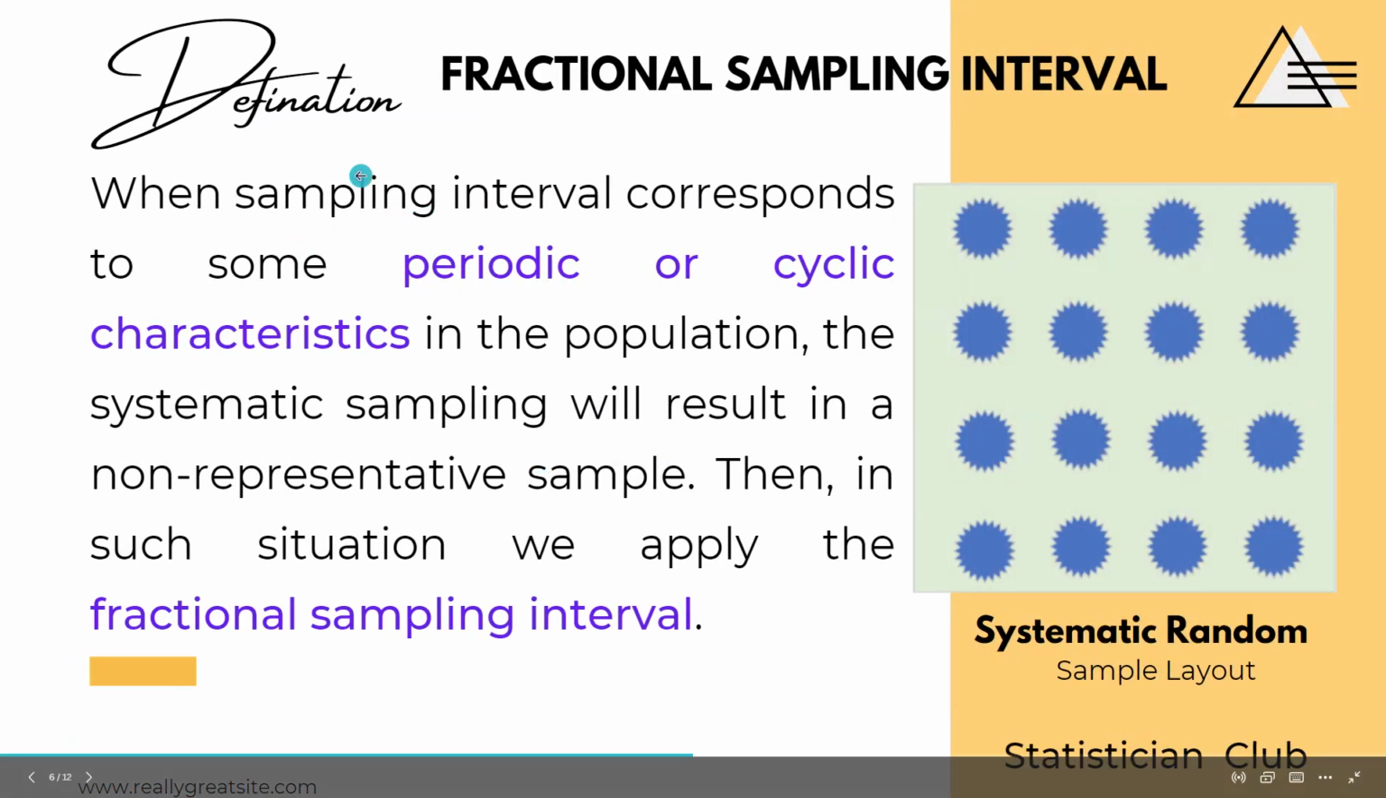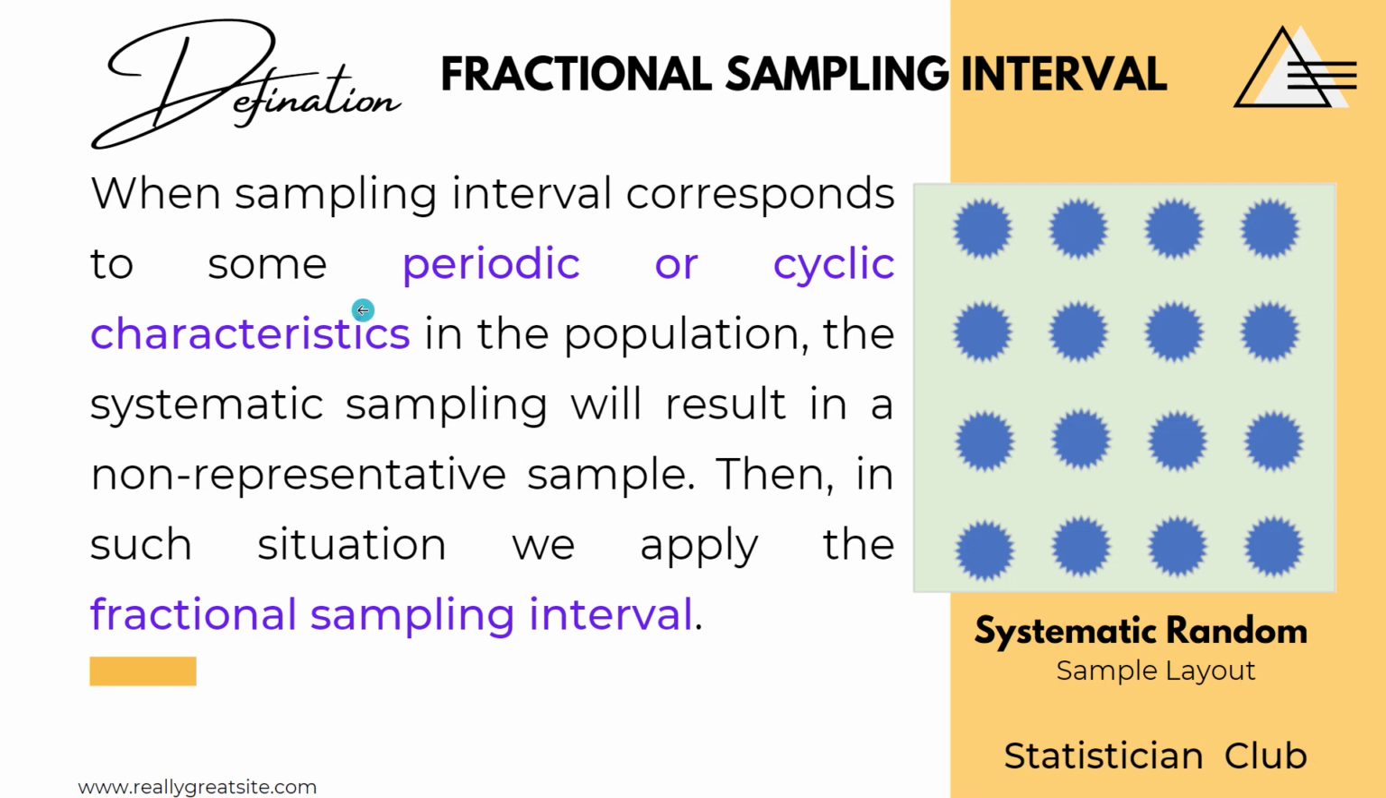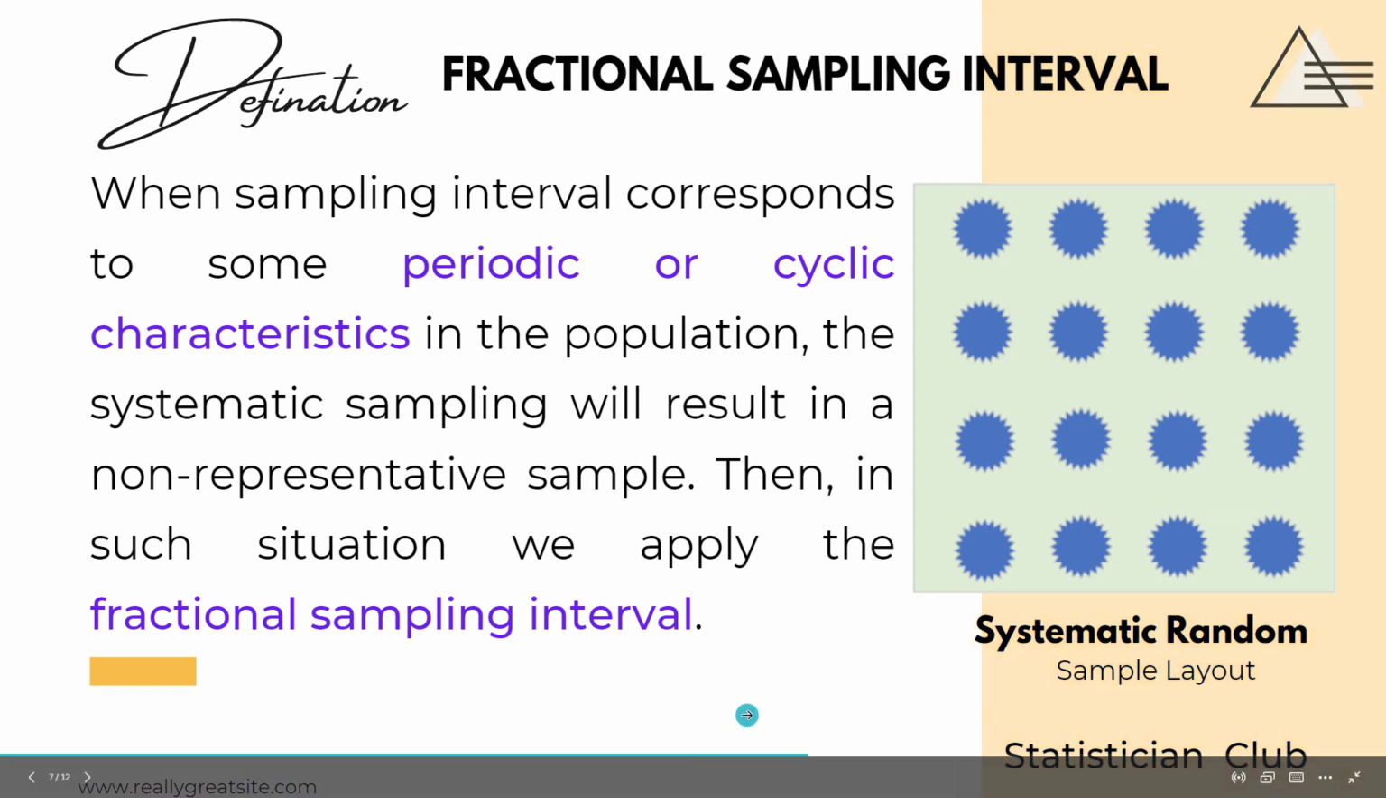What is a fractional sampling interval? When the sampling interval corresponds to some periodic or cyclic characteristics in the population, the systematic sampling will result in a non-representative sample. When the sampling interval accidentally follows periodic or cyclic characteristics, so that the sample will be non-representative, then such a situation is called a fractional sampling interval. Here we see its example.